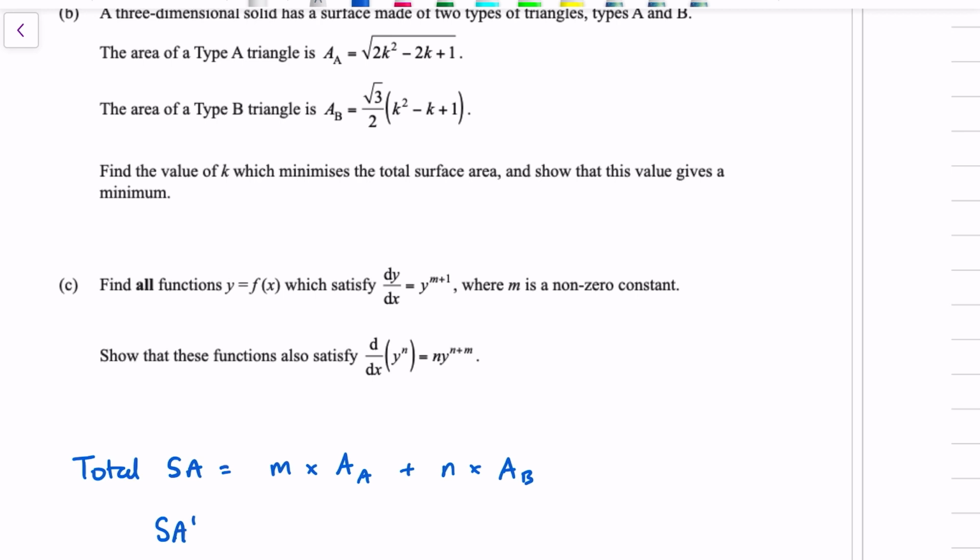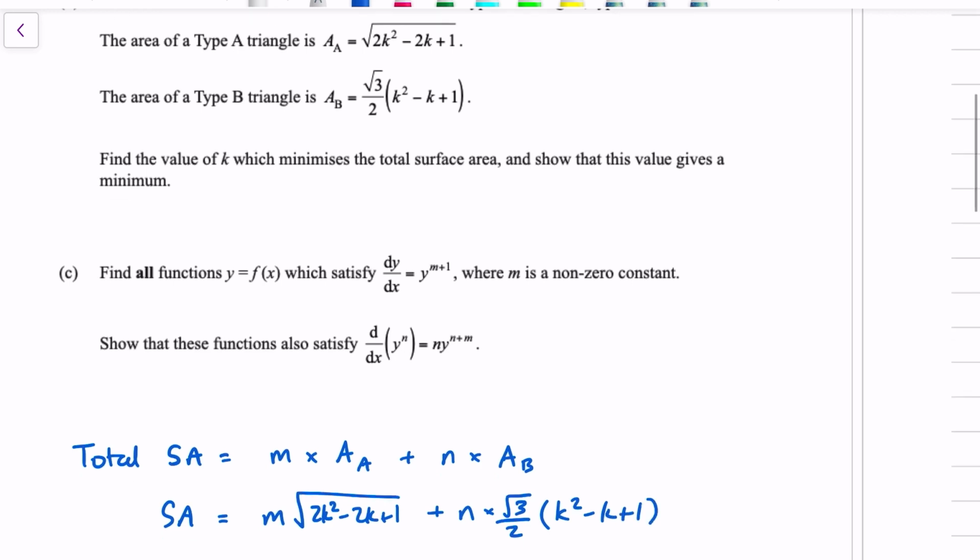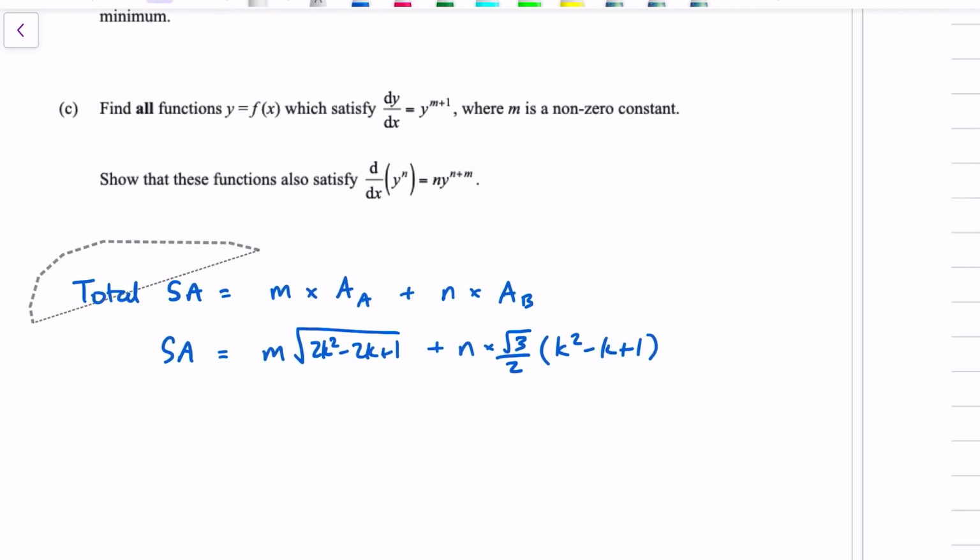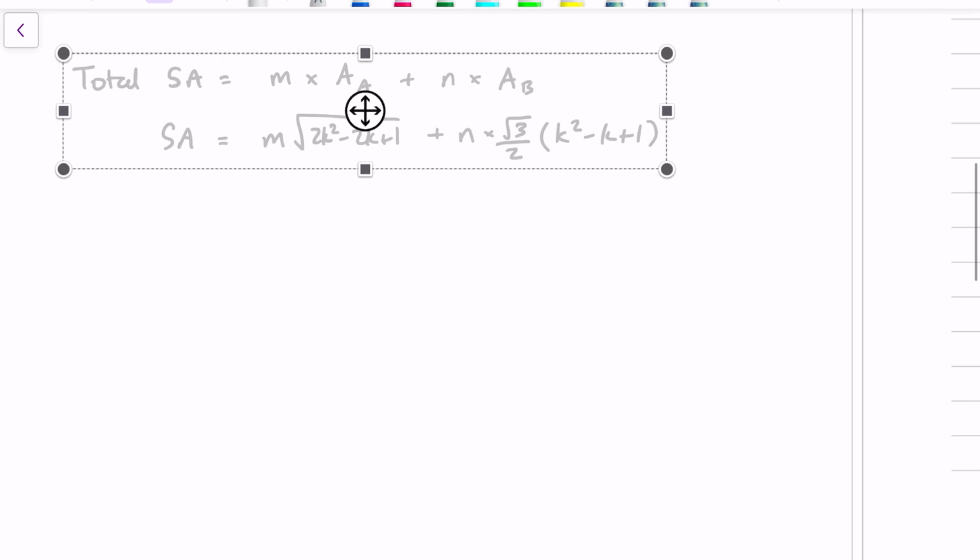Okay, so surface area, when we differentiate this formula, we're going to be, I haven't even written the formula down yet. Turns out that the m and the n don't really matter because they're just constants in the front. Okay, let's drag this down to here.